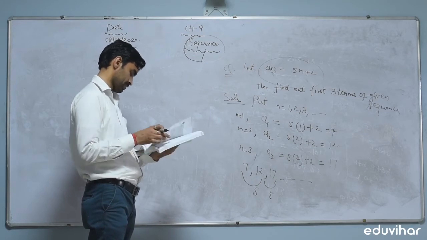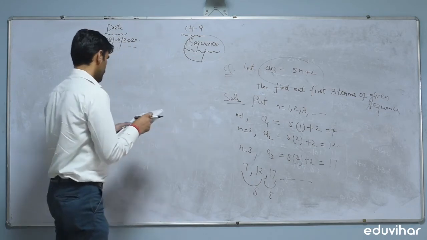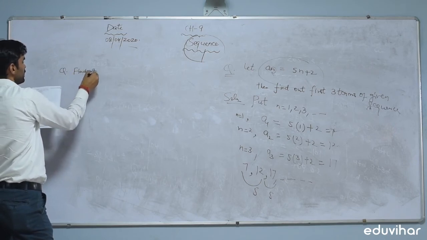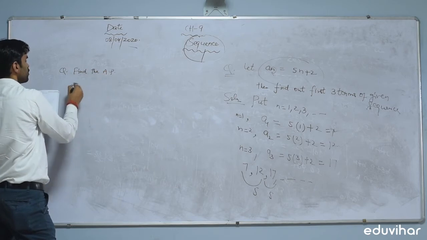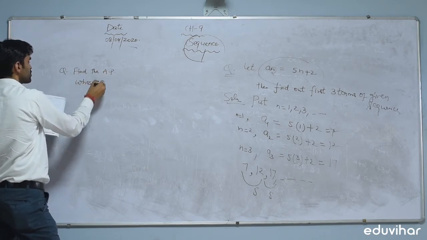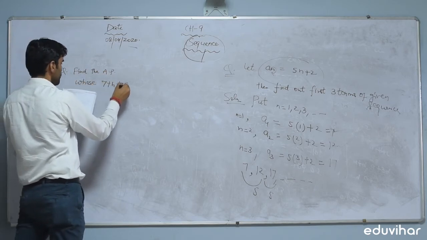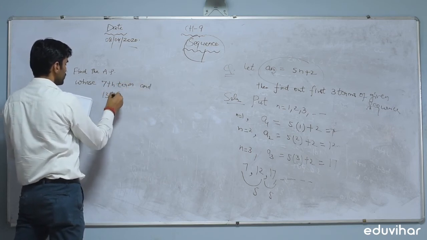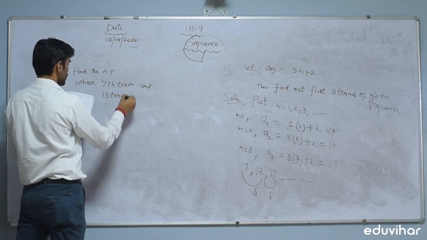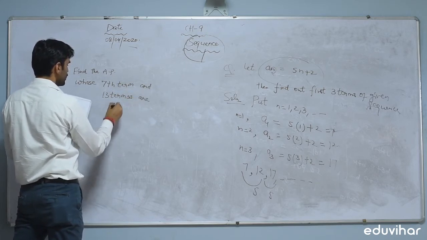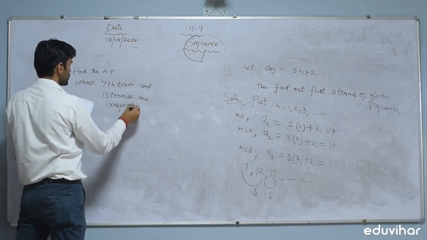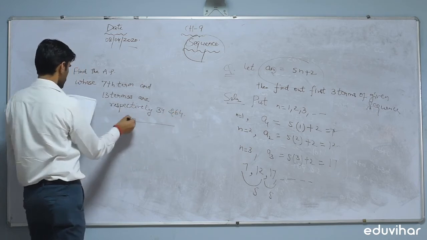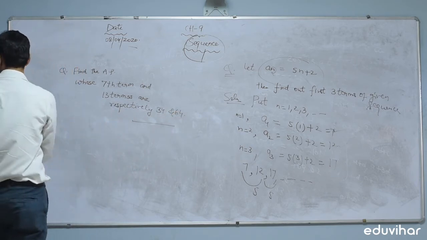Next question is: find the AP whose 7th term and 13th terms are respectively 34 and 64.